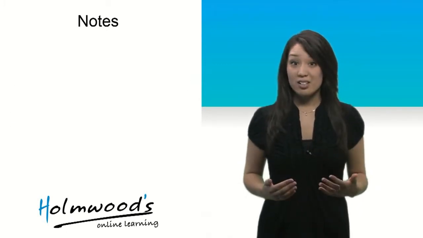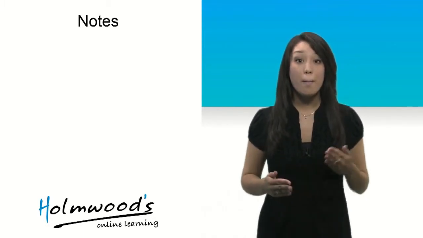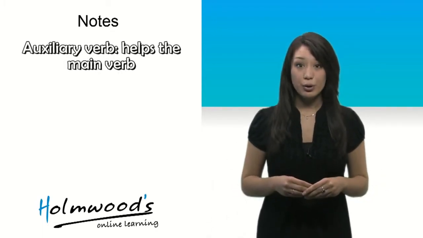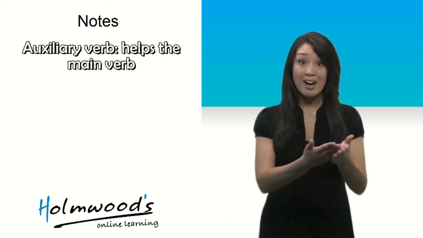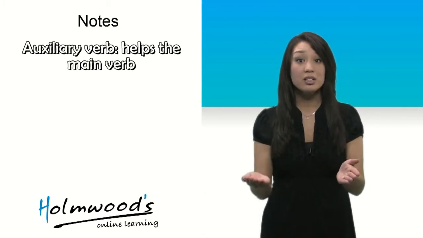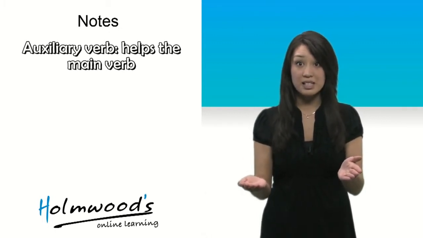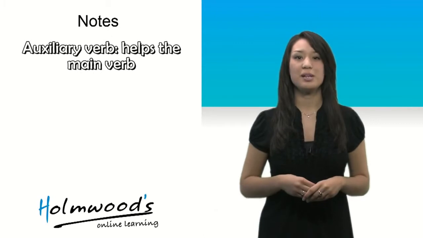There is something else I will tell you about these 3 verbs. They are all main verbs and auxiliary verbs. An auxiliary verb helps the main verb. So, you have the main verb and an auxiliary verb in some sentences. Let's look at some examples.